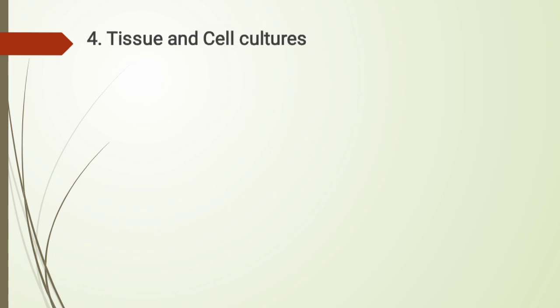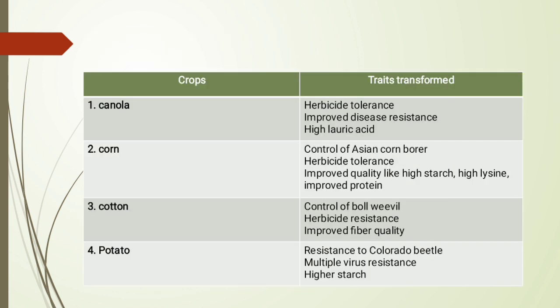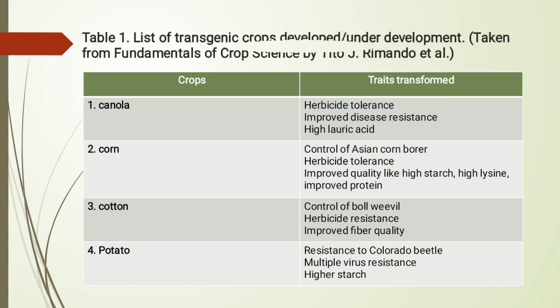Next is tissue and cell cultures. The applications of tissue and cell cultures are biochemical production and biotransformation, clonal propagation, somaclonal variation, somatic hybridization, genetic transformation, organelle transfer, and germplasm conservation. In the next slide, I will show you the list of transgenic crops developed or under development, taken from the Fundamentals of Crop Science.